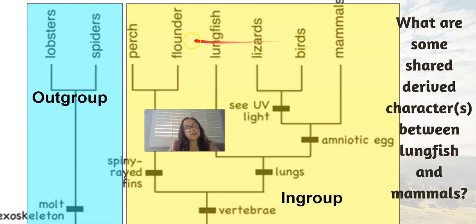And then you can see here we have what's called an outgroup. An outgroup can be used for comparison, but it is an organism, part of a tree, that doesn't have a lot of shared derived character traits with your in-group or what you're studying. So here we have organisms with an exoskeleton, but if you look at the rest, they all have vertebrae. So this would be your in-group.